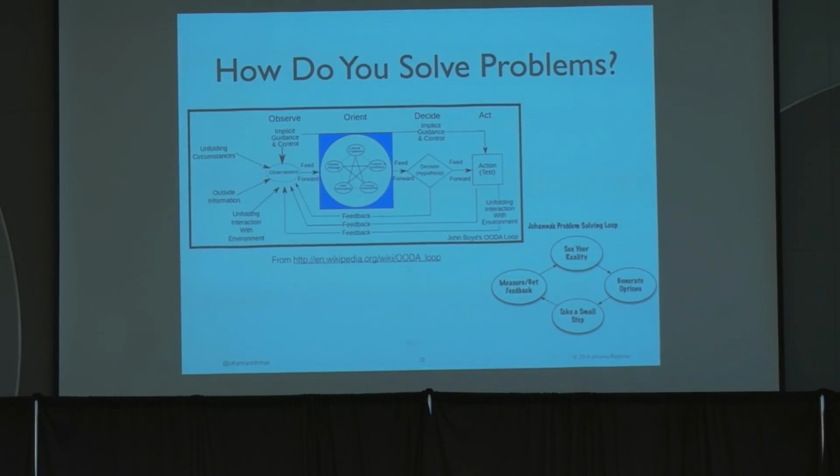I have a little problem-solving loop, because of course I have a little problem-solving loop, right? I like to invent new things. So I like to say, see your reality, generate options, take a small step, that might be an experiment, and then measure and get feedback and figure out what to do. So because I am not a fighter pilot, I do not have to observe and orient. I can observe, I can see the reality. And in his decision making, Boyd has this notion implicitly of multiple options.